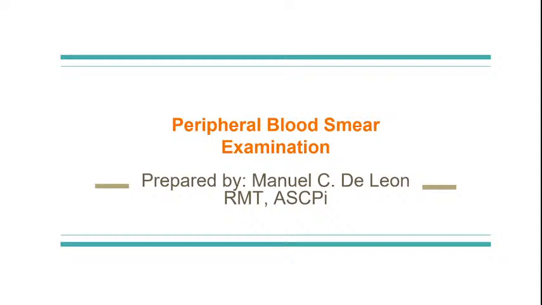So today's topic is of course peripheral blood smear examination. This is one of the key important topics that you need to understand.